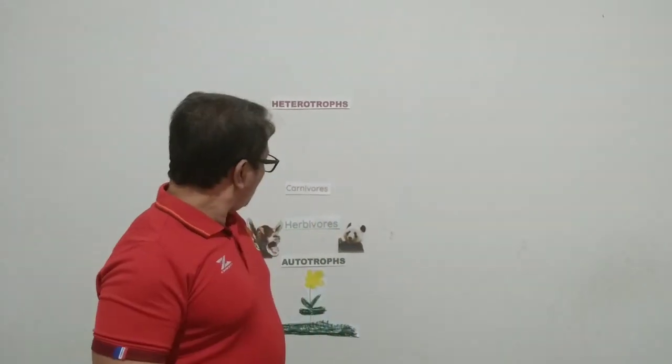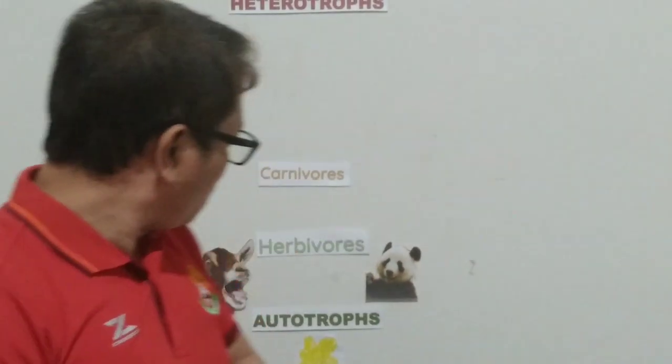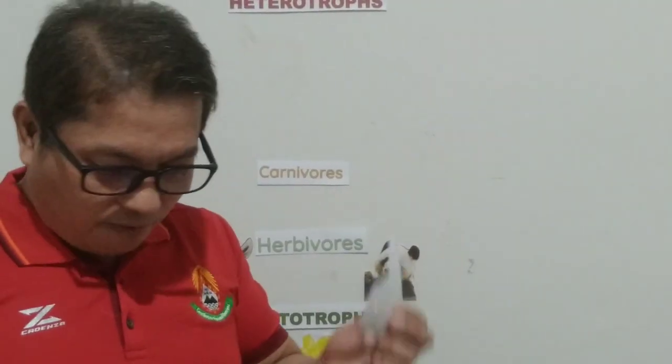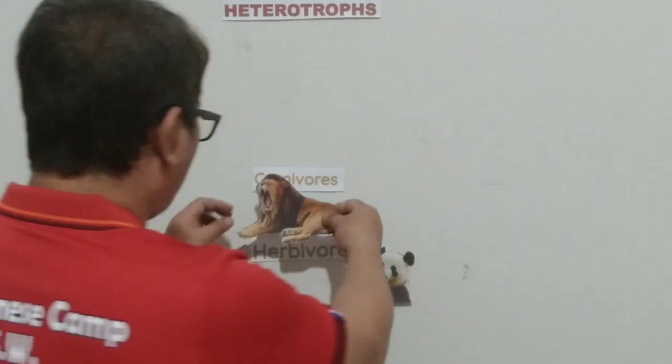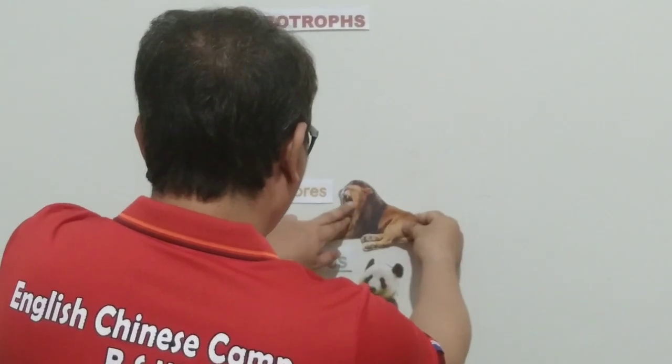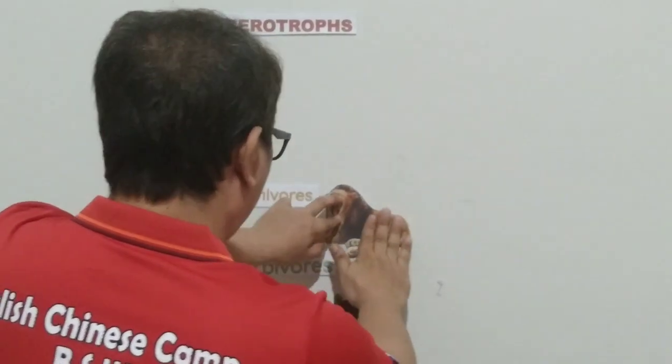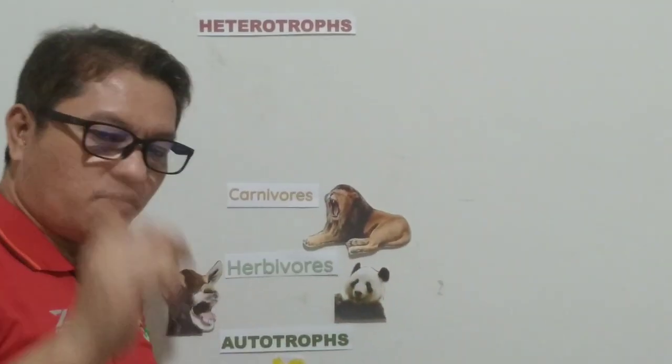Carnivores. Stay focused. Focus. 1, 2, 3. Eyes on me. 4, 5, 6. Eyes on you. Now, can you give me an example of carnivores? Yes, lion. Lion is one example of a carnivore, so we're gonna put it here under the carnivore. That's the lion. See? Lion is a carnivore.